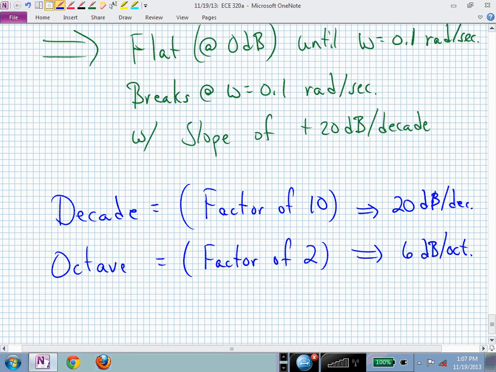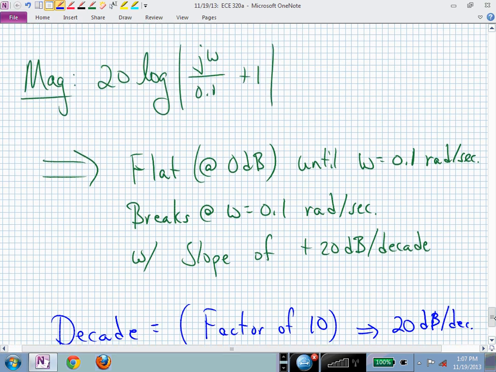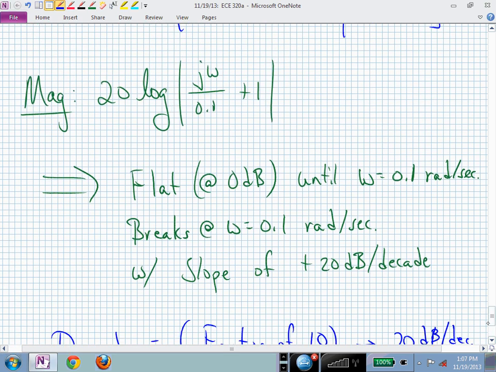So in this particular factor, if I said in our straight line approximation, what is the magnitude of our, or what's the value of our magnitude at 0.4 radians per second?